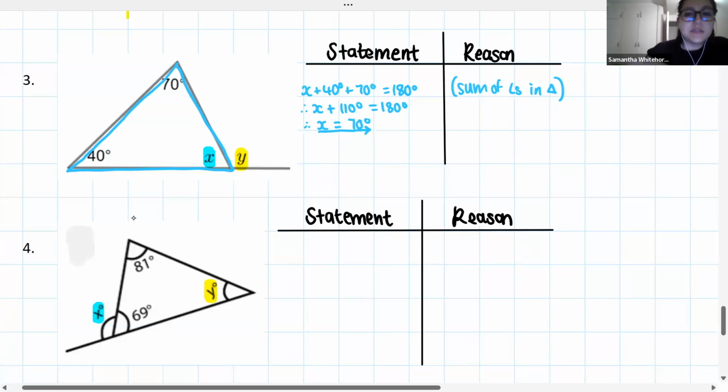So here X is 70. I always like to just fill in the angle that I've worked out on my diagram. It might help me later on.